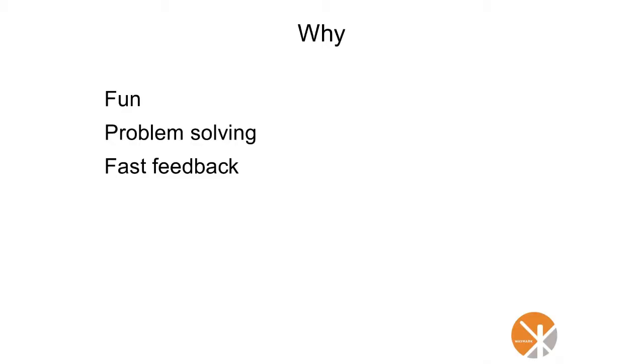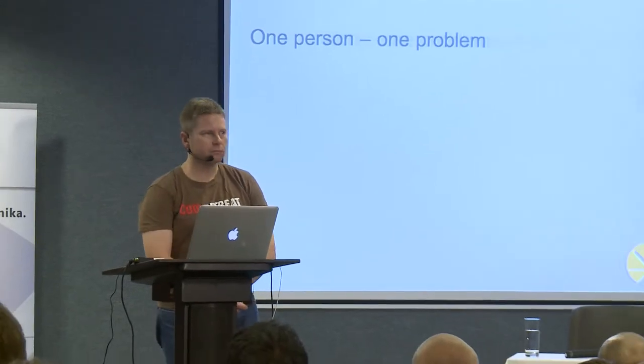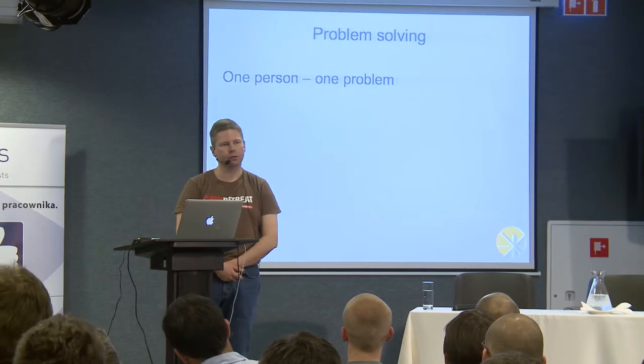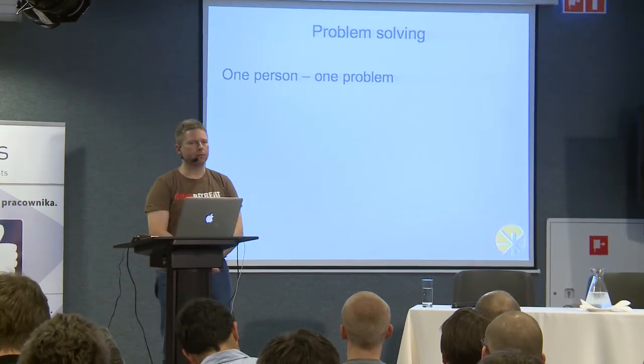Another reason why we want to do pair programming is that we want fast feedback on whatever we write. As fast as possible. Continuous code review, if you want. So, going back to problem solving, 1 person, 1 problem. Well, it could work. That's the way you're supposed to do it when you write an exam, for example. It's like an exam in mathematics.